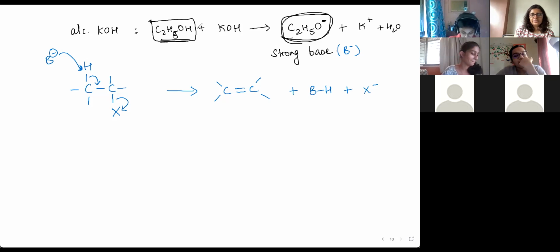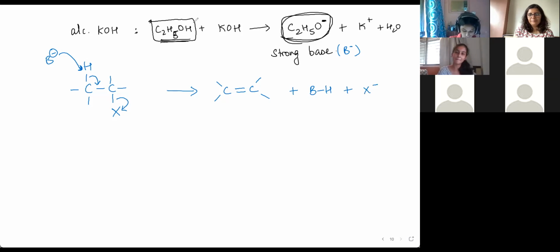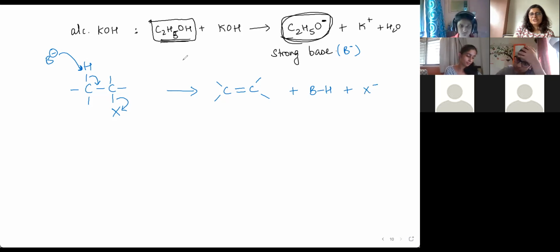So your alcohol, initially C2H5OH, from this you get your C2H5OH back. Essentially, if you look at the reactant and the product, you've lost an H plus and you've lost an X minus. So that's why we say it's elimination of a small molecule like HX. Okay, so follow the electron movement carefully.